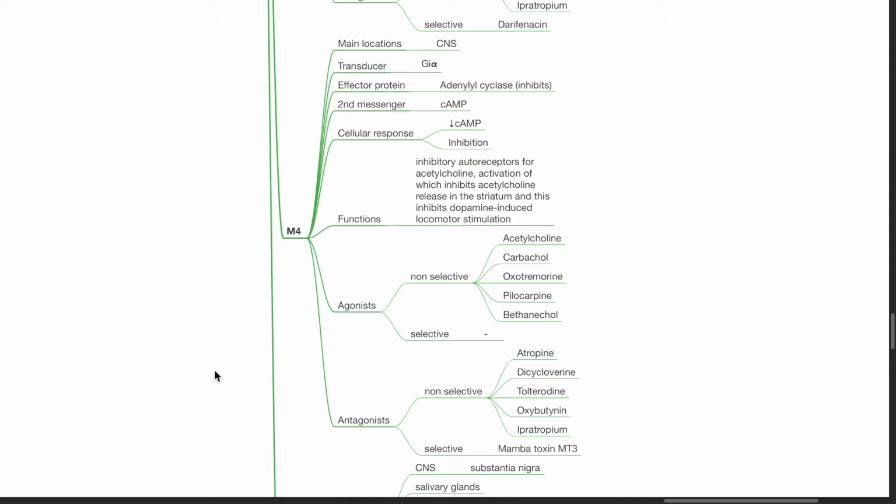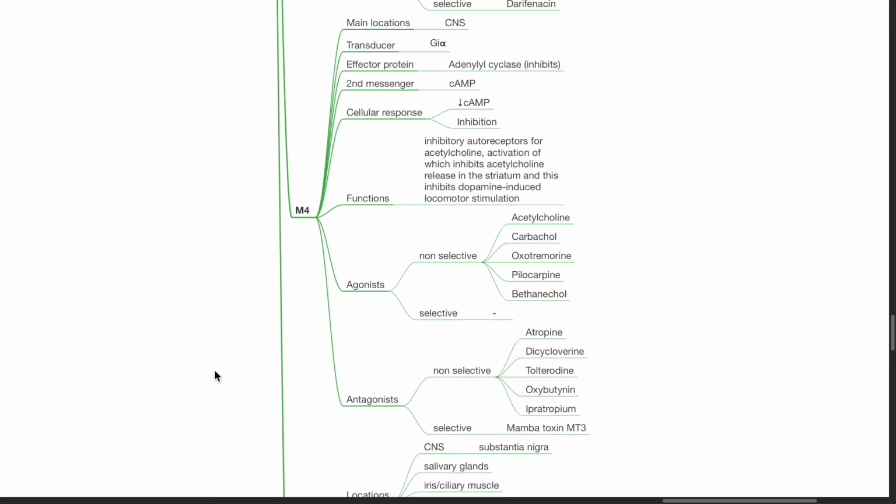Functions of M4. These are inhibitory autoreceptors for acetylcholine, activation of which inhibits acetylcholine release in the striatum, and this inhibits dopamine-induced locomotor stimulation. An example of selective M4 antagonist is mamba toxin MT3.